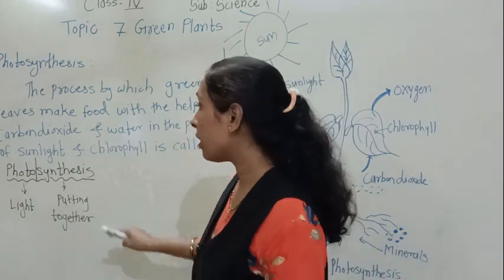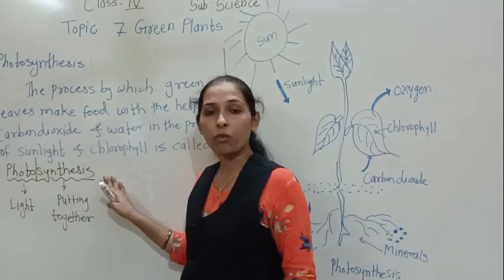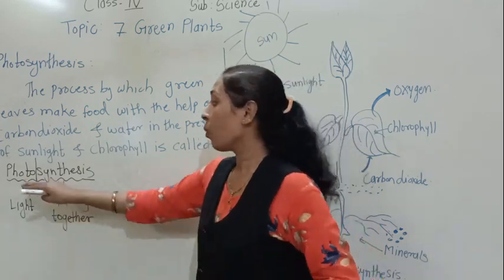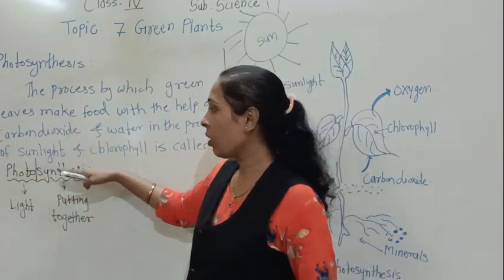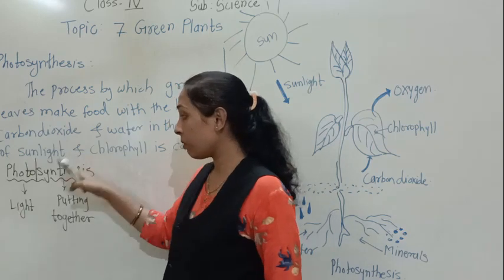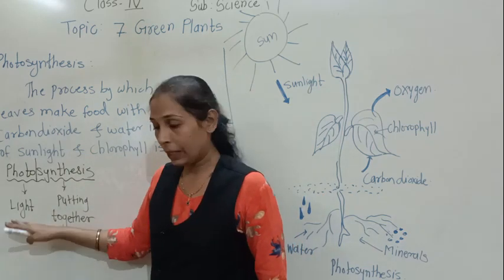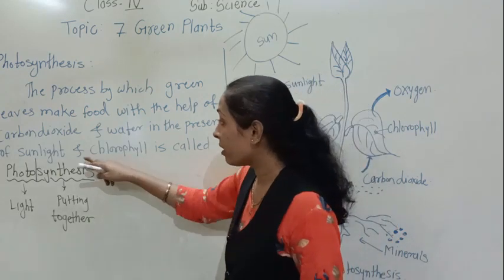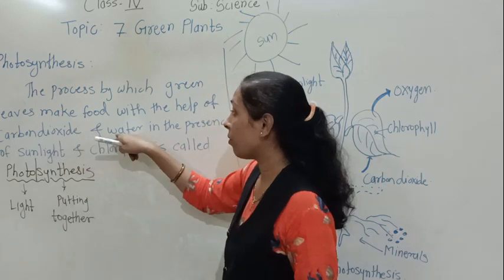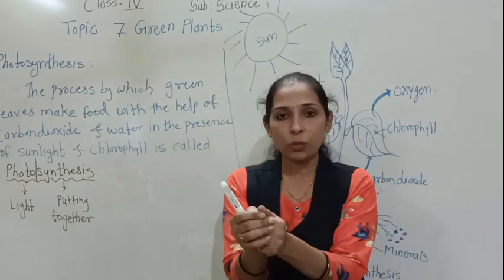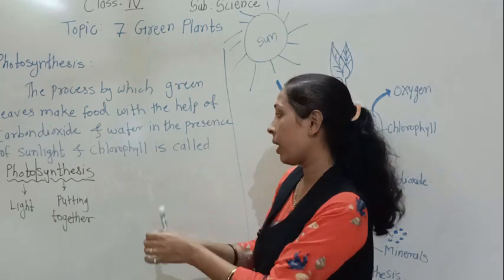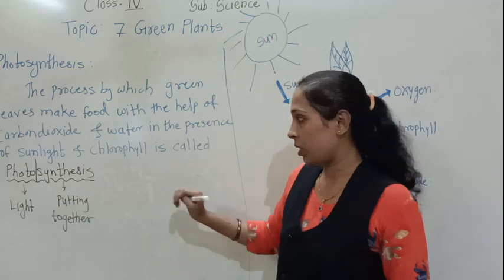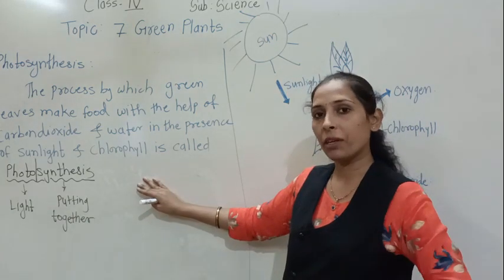See here, what does the word photosynthesis tell us? What is the meaning of photosynthesis? We will cut the word into two parts. What is meant by photo? Photo means light. And synthesis means putting together. So in the presence of light, carbon dioxide and water come together, and that process is called the photosynthesis process.